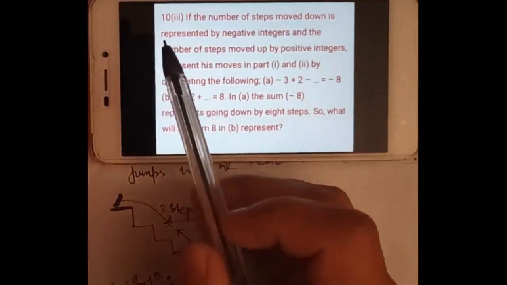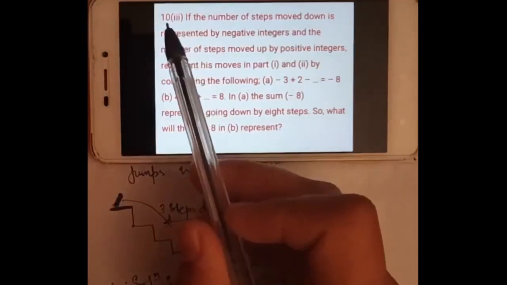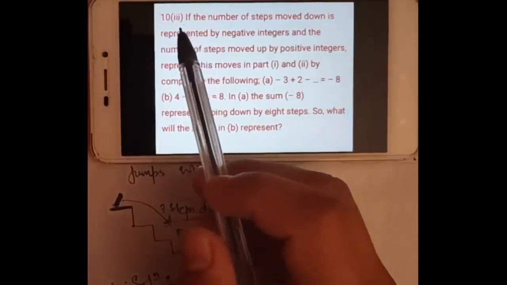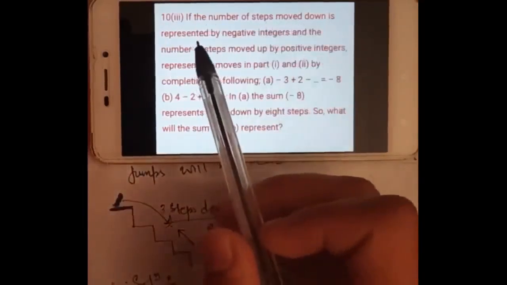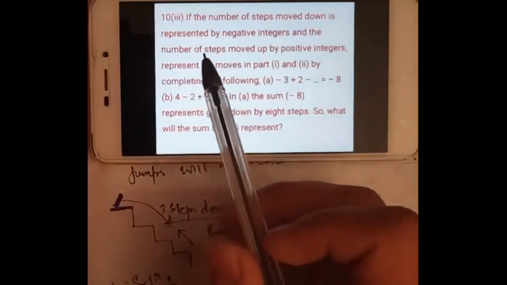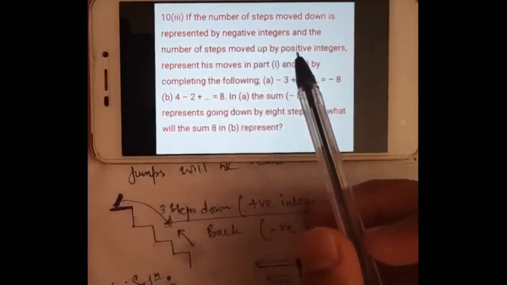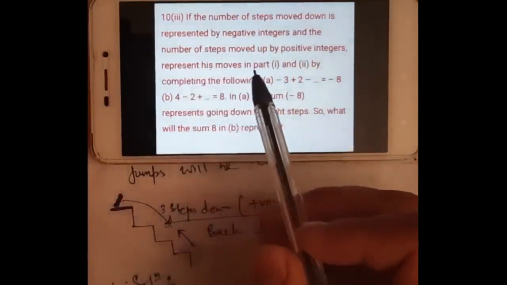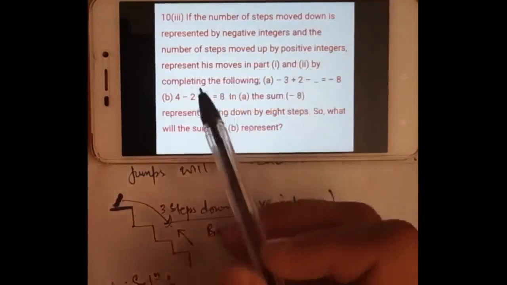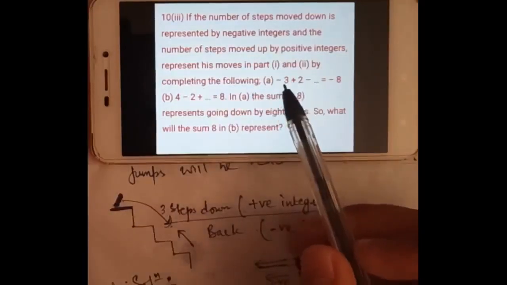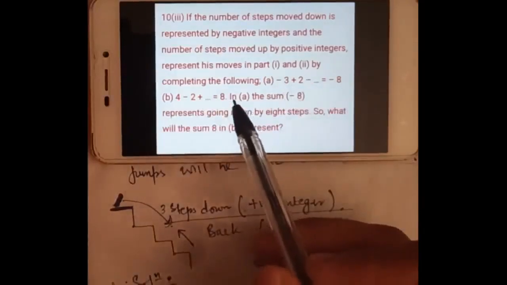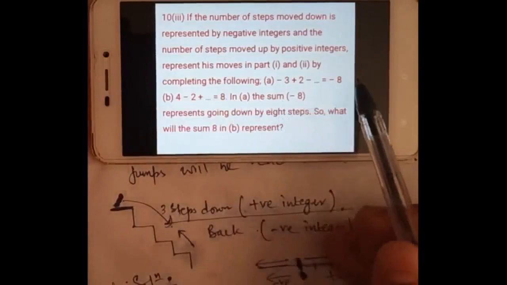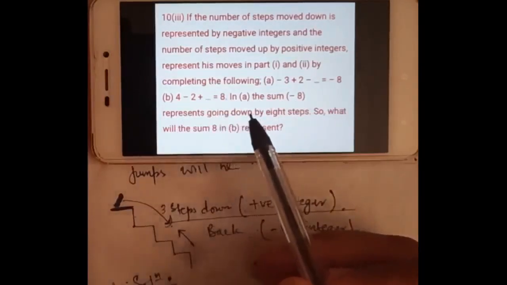So sub-question number 3 of question 10 from exercise 1.1 states that if the number of steps moved down is represented by negative integers and the number of steps moved up by positive integers, represent the moves in part 1 and 2 by completing the following. A: minus 3 plus 2 minus... is equal to minus 8, and here in A the sum minus 8 is representing going down by 8 steps.